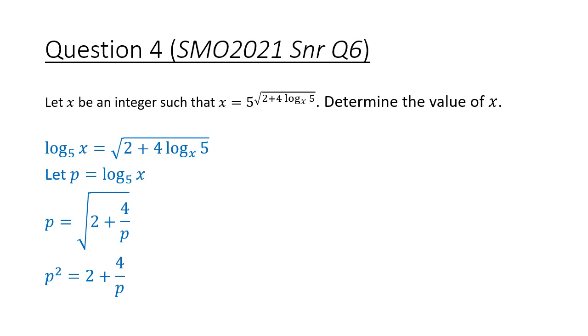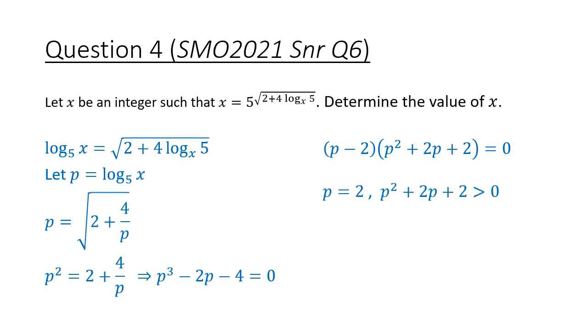Now what we can do is convert the index equation that we are given into a log equation. Then we let p equal log base 5 of x. So we will get p equals square root of 2 plus 4 times 1 over p, since if we use the reciprocal law, log base x of 5 is 1 over log base 5 of x. Now if we square both sides, this is actually a cubic equation once we multiply by p throughout. And it's a nice cubic equation that we can factorize.